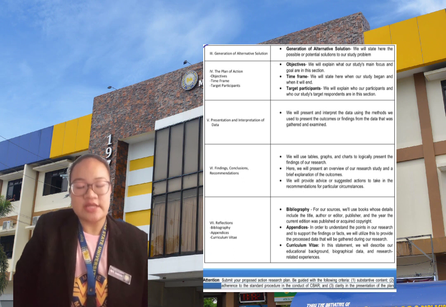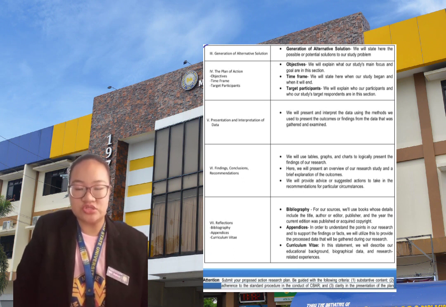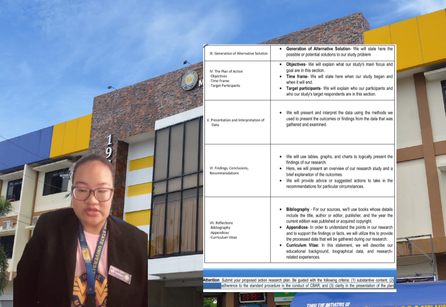Third part is generation of alternative solution. We will state here the possible or potential solution to our study problem. Fourth part is the plan of action.